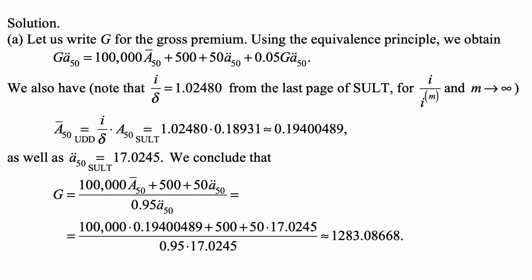So we solve this equation for G. G is equal to 100,000 A bar 50 plus 500 plus 50 A double dot 50 divided by 0.95 A double dot 50. Plug in all the values that we just established, and we get approximately 1,283.08668 for the gross premium.